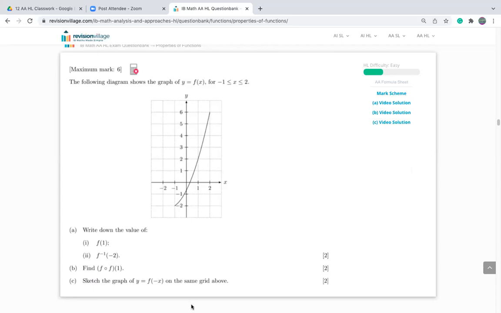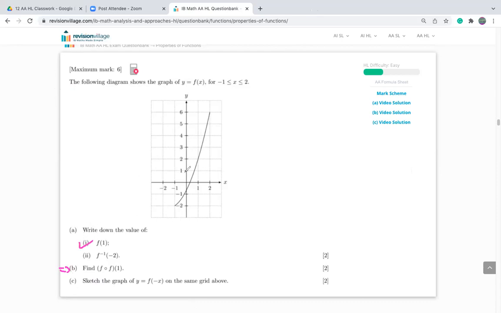So now let's take a look at a question. I have to just do part B, but it's interesting if we can understand how do we do this entire question. So this has been given to us, that f of x is defined from negative 1 to 2. This is one of the Revision Village questions.